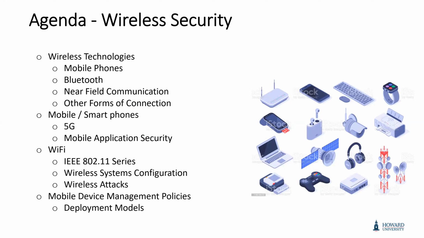Here's your agenda. We'll go through some of the wireless technologies that are available. We're then going to zero in on mobile or smartphones and some of the enabling technology under that and security concerns. Then we're going to go to Wi-Fi. And then finally, we're going to focus in on something called mobile device management policies. And that has to do with an organization allowing us as users, employees, and students to use our own devices as compared to company issued devices. That creates additional security concerns and exposures.